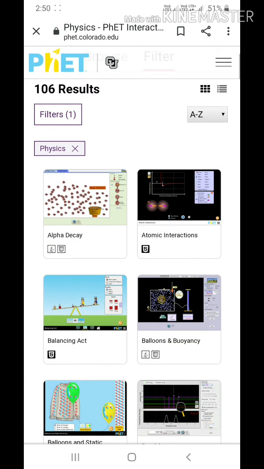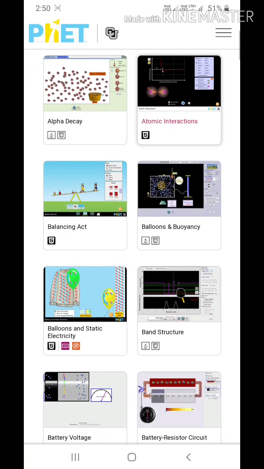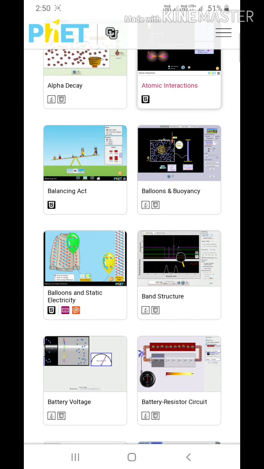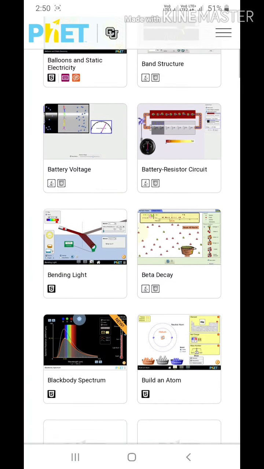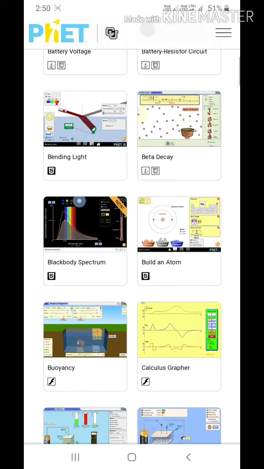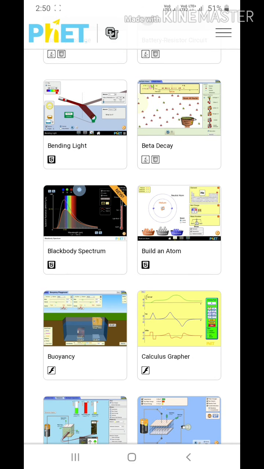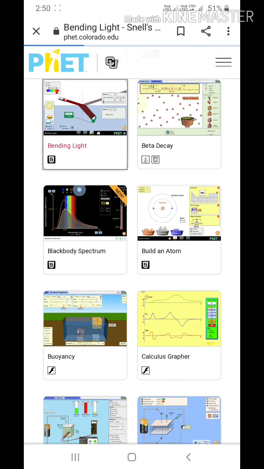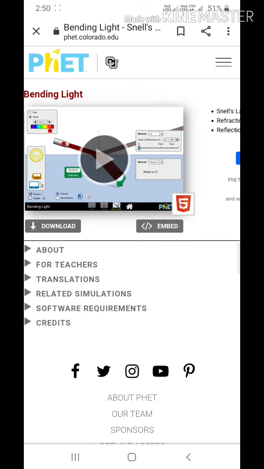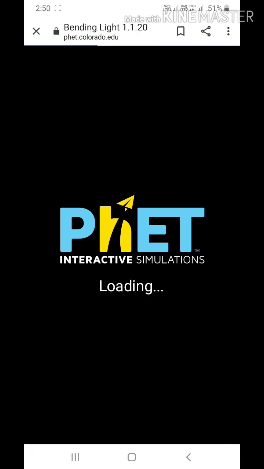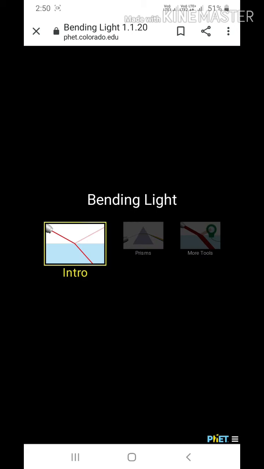Now we'll get so many simulations: alpha decay, atomic interaction, balancing act, balloon and buoyancy, battery voltage, beta decay, bending light and so on. So let us click on bending light. This is a simple experiment we are having. So let us click it once again. It is loading. It will not take much time, only a few seconds.